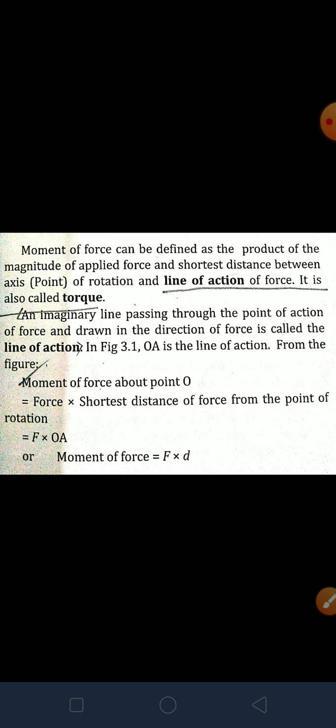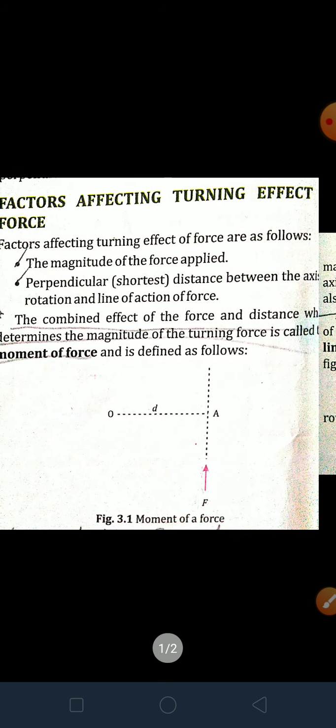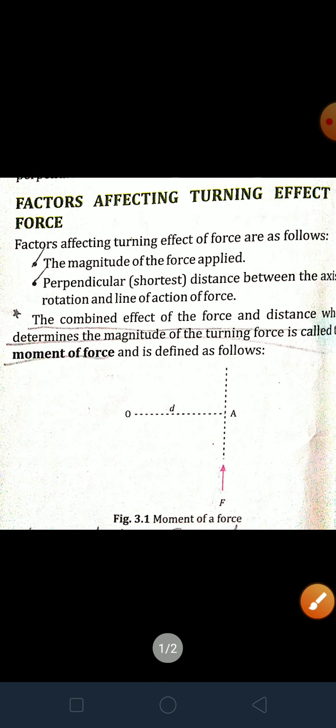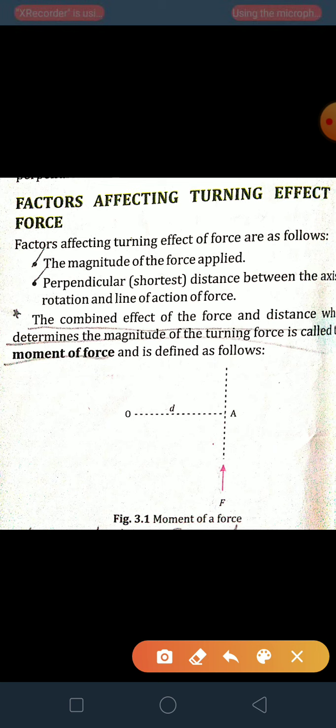Okay children, so what is our line of action? An imaginary line passing through the point of action of force and drawn in the direction of force is called line of action. Okay children, in this figure you can see what is our line of action. It is the imaginary line passing through the point of action of force, meaning where you are applying the force. Here you can see F is written. This red color line is our force. Okay, and this line of action is always drawn in the direction of force. So this is our line of action.